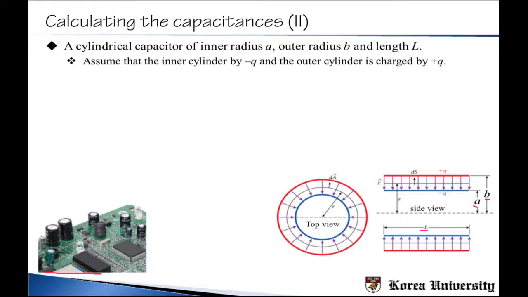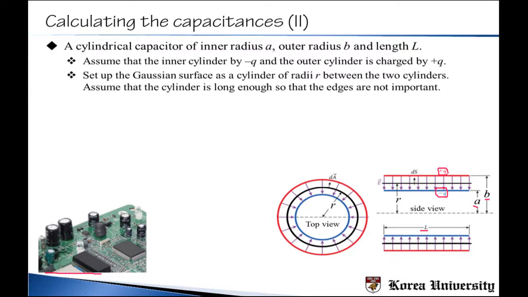And then let's assume that the inner cylinder is charged with minus Q, and the outer cylinder is charged by plus Q. Okay. Again, in this case, we will have to calculate using the Gauss law. So let's set up the Gaussian surface between these two plates with the radius r. Okay, and then you can see that everywhere on the Gaussian surface here, the electric field and the area vector will be in exactly opposite directions, and the electric field will be the same everywhere here.